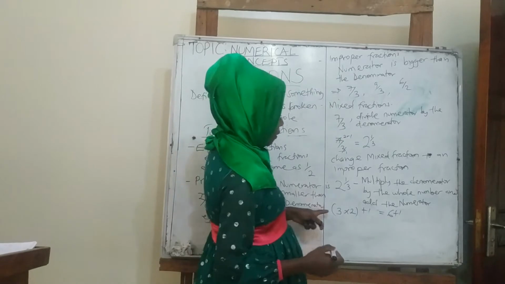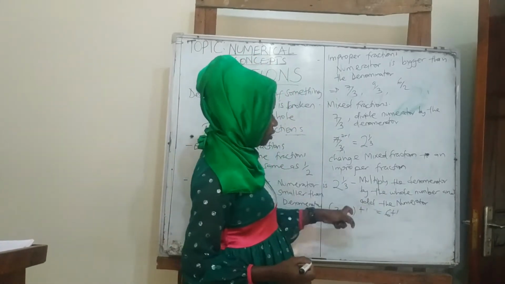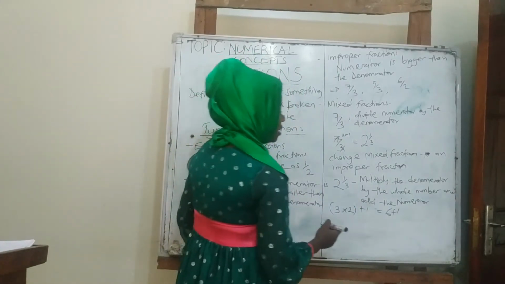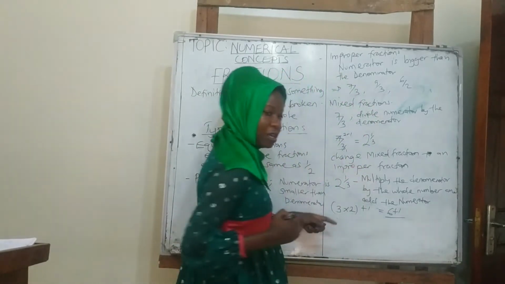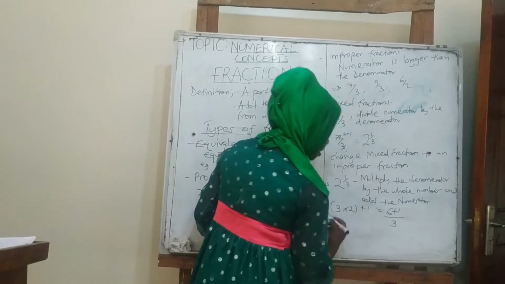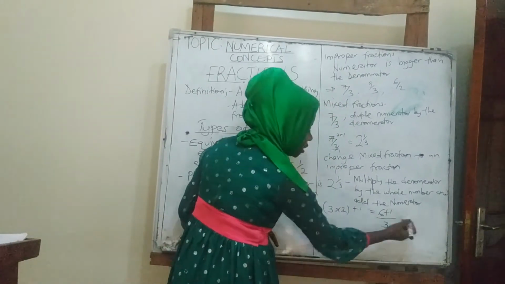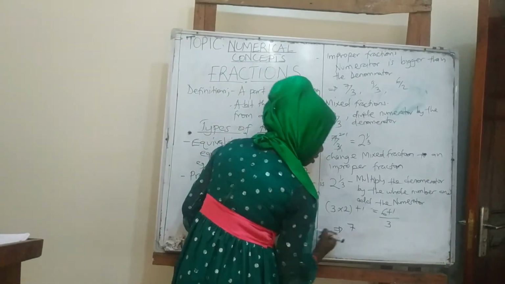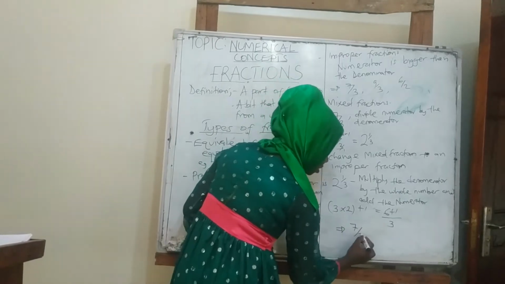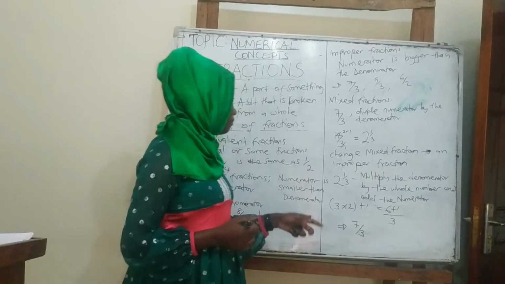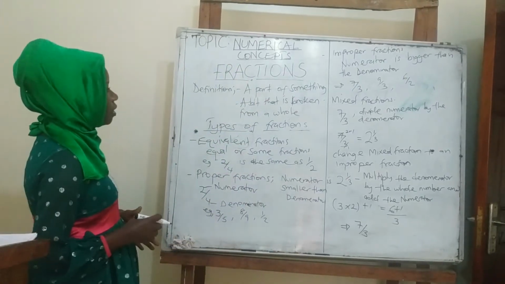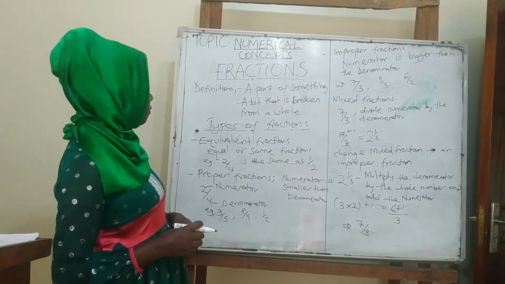But then after multiplying the denominator and the whole number, then adding 1, we divide by the denominator. My denominator is 3. So my final will be 6 plus 1, which is 7. Then divide by the denominator, which is 3. I have changed the mixed fraction to an improper fraction. So far, those are the types of fractions.